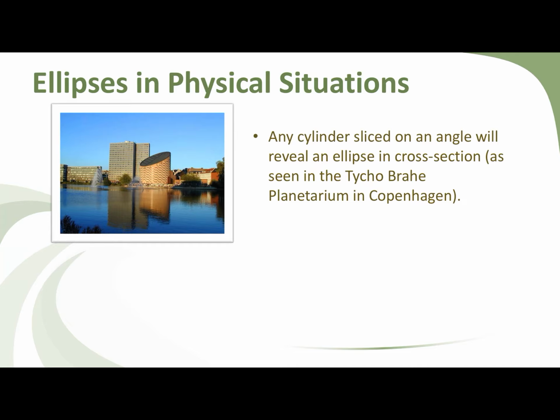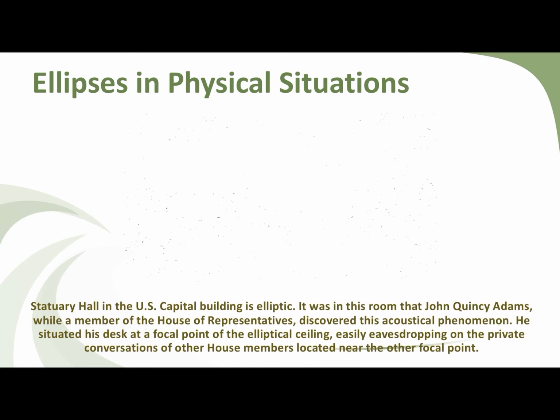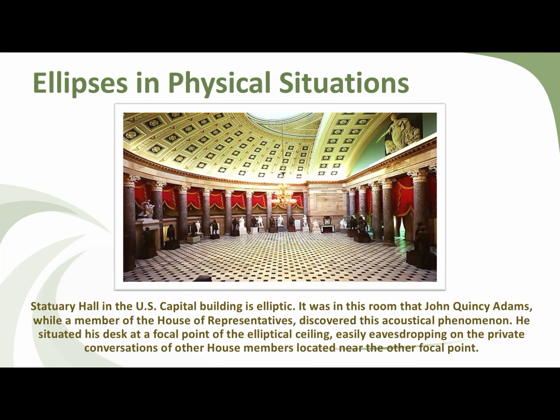And buildings, there's a planetarium. There's actually, in the orbits, the orbits of the planets are elliptical. They originally thought they were circles, but they're not. They're elliptical. There's buildings that are formed with an ellipsoid, so it's a building that's in the shape of an ellipse.